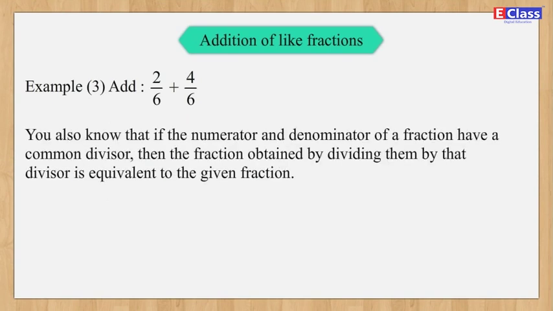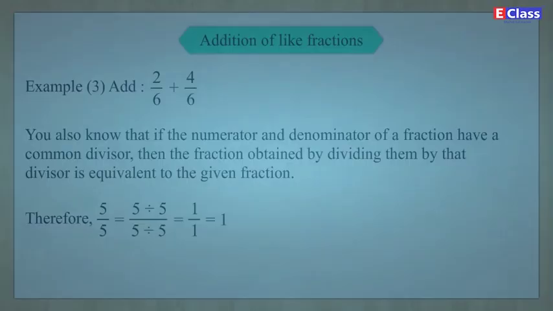You also know that if the numerator and denominator of a fraction have a common divisor, then the fraction obtained by dividing them by that divisor is equivalent to the given fraction. Therefore, 5 upon 5 is equal to 5 divided by 5 upon 5 divided by 5, which is equal to 1 upon 1, which is equal to 1.